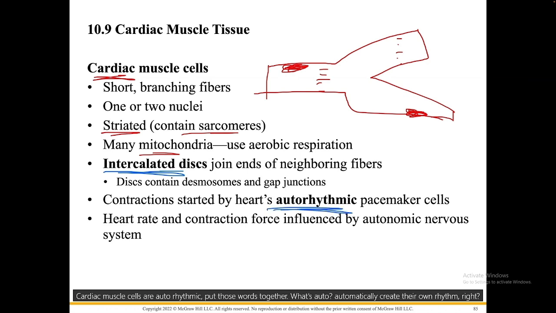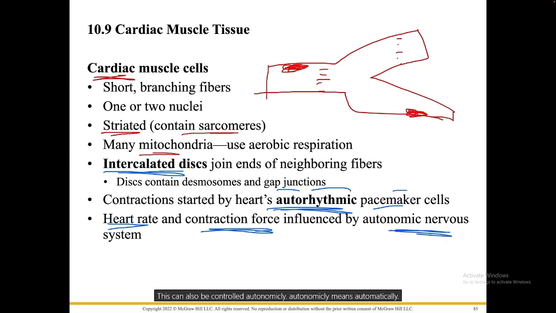Cardiac muscle cells are autorhythmic. Put those words together. What's auto? Yeah, automatically. Create their own rhythm, right? They have their own pacemaker. We'll learn much more about that in Kin 224. And the heart muscle cells really can influence the heart rate as well as how forcefully the heart is contracting.